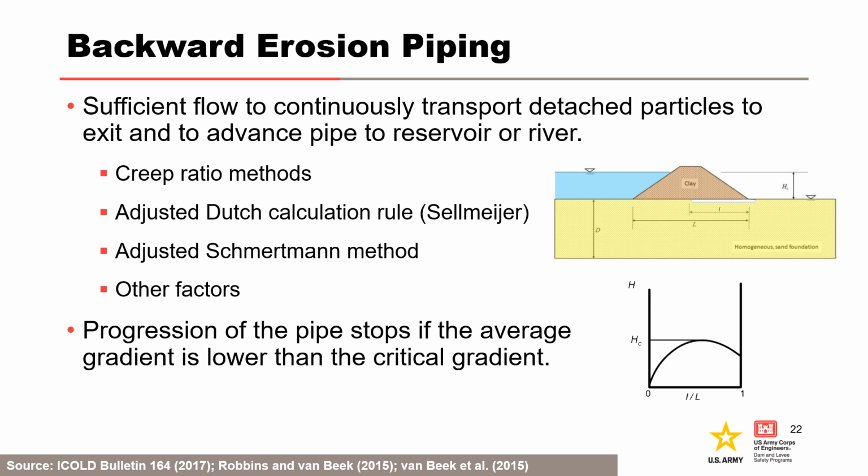For backward erosion piping, there is a critical gradient above which the particle is detached. This is an exit gradient consideration. And there is also a critical flow velocity above which the soil particles will be transported in the pipe. This is an average or global gradient consideration. Backward erosion piping is the only internal erosion process where the hydraulic condition for progression is evaluated. Three methods were discussed during this training. Progression of the pipe stops if the average gradient is lower than the critical gradient.